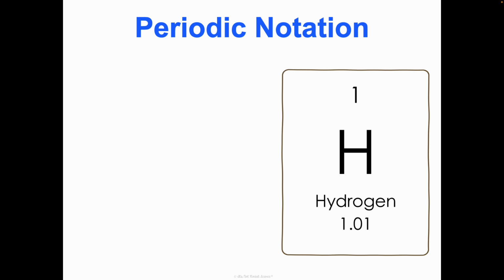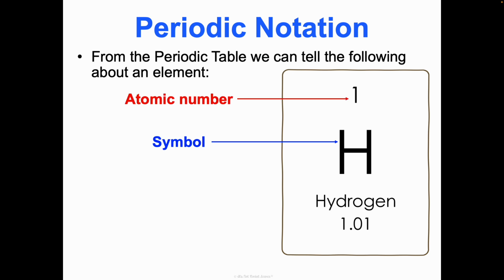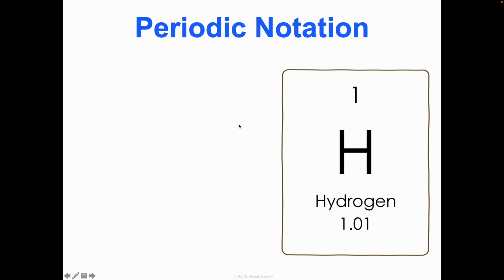But in general, all versions of a periodic table have these 4 things on them. Some of them have even more than this, okay? But they have the atomic number, the symbol, the name, and then the average atomic mass. Some people just call it atomic mass. Some call it average atomic mass. We'll be talking about this later in the notes. We'll circle back to this, but we're going to start by talking about these first 3 things.